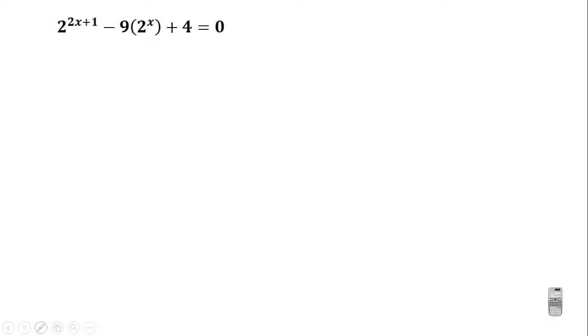The question is 2 exponent 2x plus 1 minus 9 into bracket 2 exponent x plus 4 is equal to 0. As we learned in the previous video, when you are given an expression like this, the first thing you need to do is to rearrange the equation. We know from the properties of indices that 2 exponent 2x plus 1 can also be written as 2 exponent 2x times 2 exponent 1, because if you have two numbers in index form that are multiplying and have the same base, you can add the exponents.